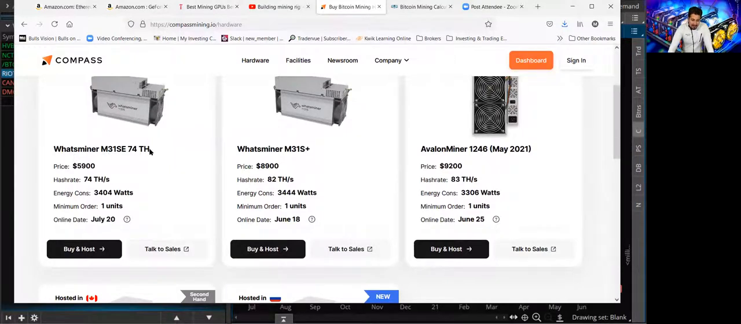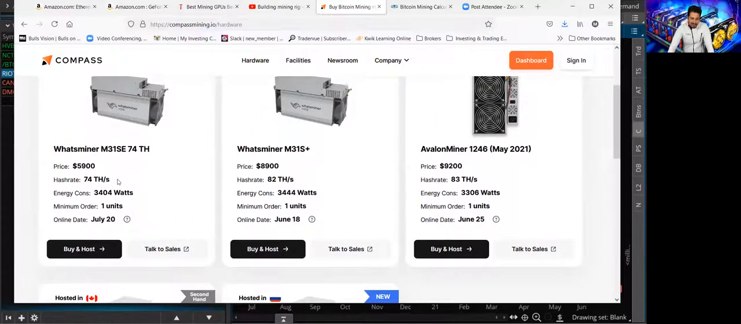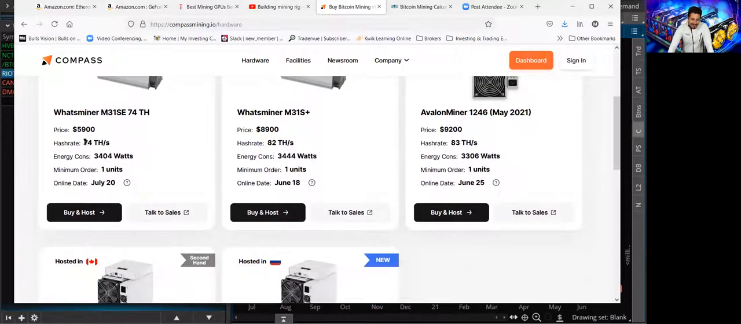This is an M31S+ 74. TH stands for terahash, which is trillions of hashes per second. So pretty much the hash rate is 74 TH per second. How many hashes could it do per second? That's pretty much what TH/s means. So the higher the hash rate, the more it's going to cost.